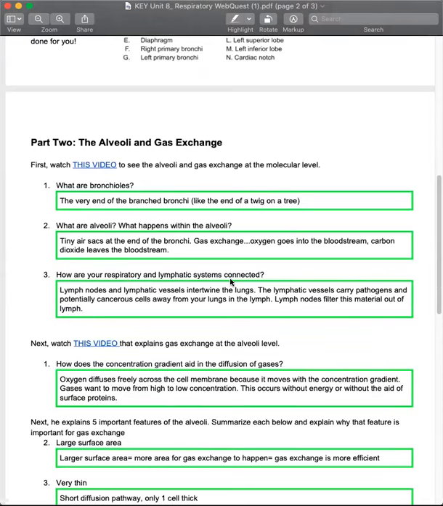The respiratory and lymphatic systems are connected because the lymphatic vessels are intertwined throughout the lungs. Their job is basically to carry pathogens, possibly cancerous cells, away from the lungs. They enter the lymph, which is a fluid. It's similar to the blood, but it's part of the immune system. And the lymph basically carries out these pathogens and then filters them through lymph nodes, which is why if you get sick, your lymph nodes get swollen. They're basically filtering out pathogens that are making you sick.